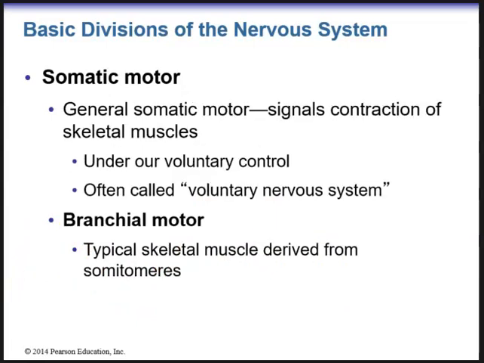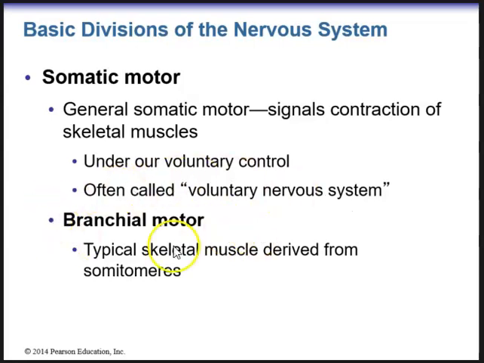So from our inputs, we then go to our outputs, our motor subdivisions. So we have two. We have first our somatic motor subdivision. So we have our general somatic motor subdivision. These signal contraction of skeletal muscles, and these are under our voluntary control and is often called the voluntary nervous system. So we are consciously moving our muscles or telling our muscles what to do.